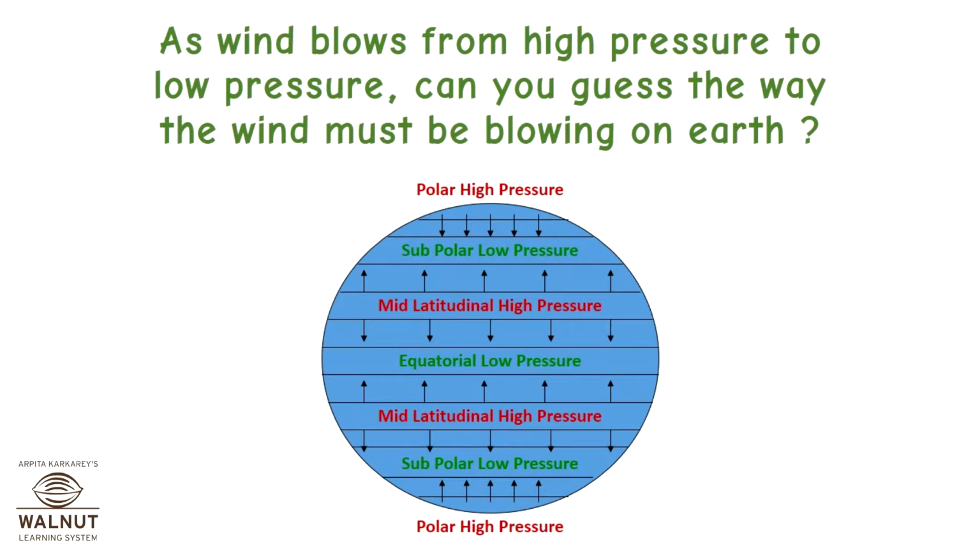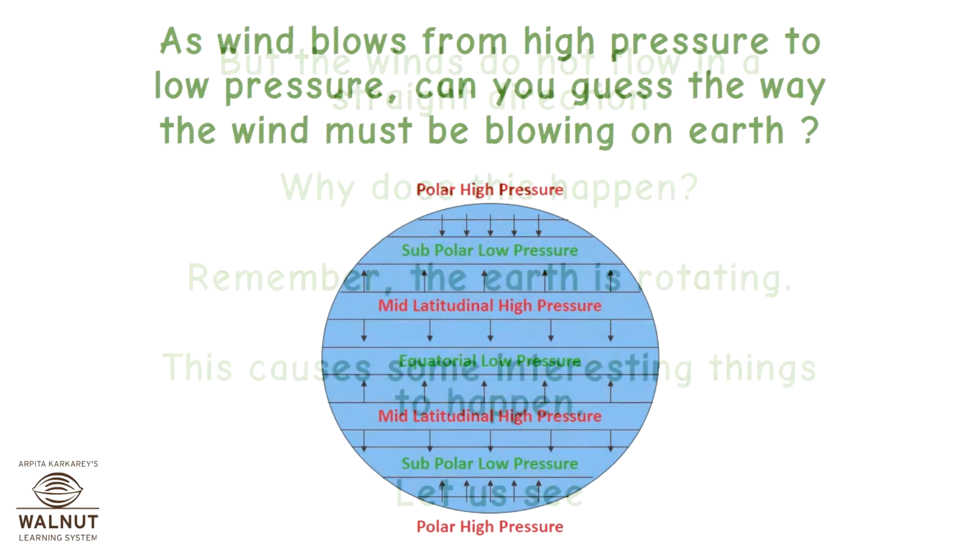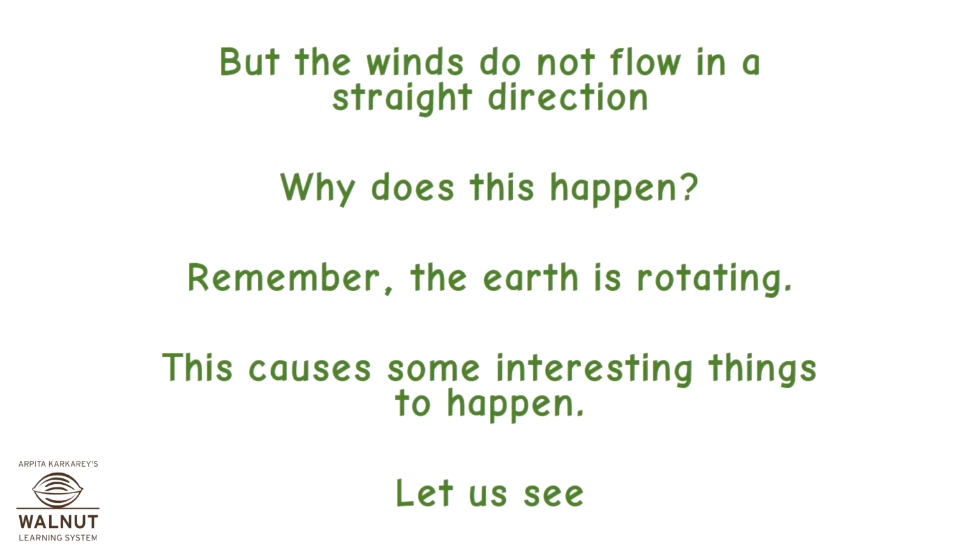As wind blows from high pressure to low pressure, can you guess the way the wind must be blowing on earth? But the winds do not flow in a straight direction. Why does this happen? Remember, the earth is rotating. This causes some interesting things to happen. Let us see.